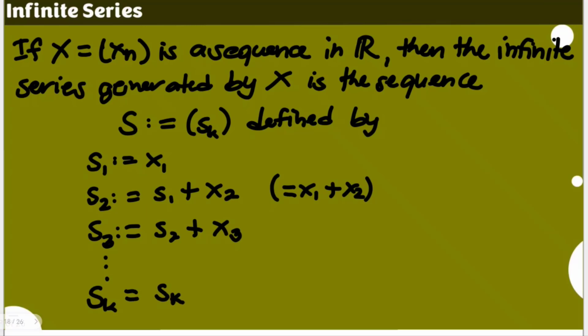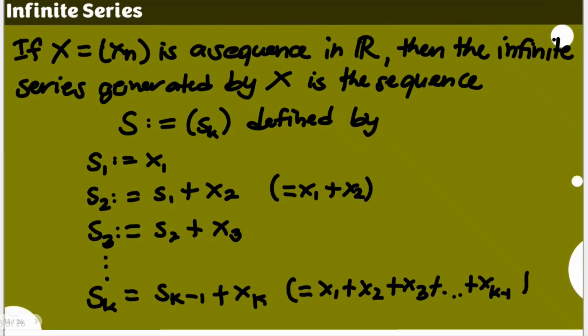We have S sub k, which is the sum of the first few terms before S sub k, S sub k minus 1, I'm talking about that, plus x sub k. As mentioned, this is equal to x sub 1 plus x sub 2 plus x sub 3 plus dot dot dot plus x sub k minus 1, and then plus your x sub k. But this is what you call S sub k minus 1.